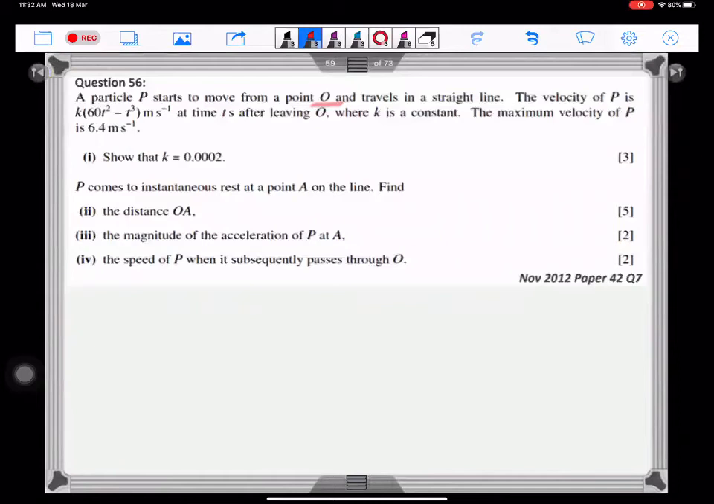A particle P starts to move from a point O and travels in a straight line. The velocity of P is given by such and such. Maximum velocity is 6.4. Now the same question as the previous one. All the questions are carefully selected. There is an underlying message that relates the questions. The knowledge obtained from one is used in the other one. Maximum velocity, that means derivative of velocity should be 0. So show that k is this much.